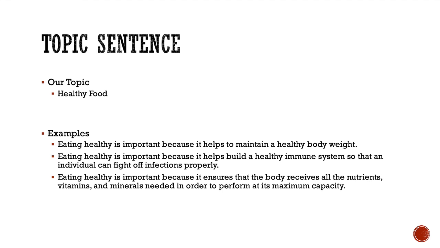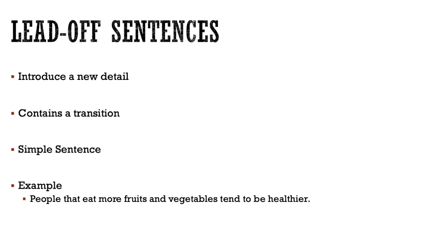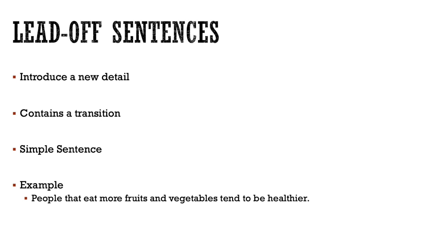So now that we have a topic, we're going to talk about healthy food as our topic for the example. So on the video you can see there are 3 examples. I want you to read off 3 of those examples and see how they fit the topic sentence model. Now that we have the topic about healthy food, we're going to move on to the first part of your model about detailed sentences, which is the demonstration of a lead-off sentence.